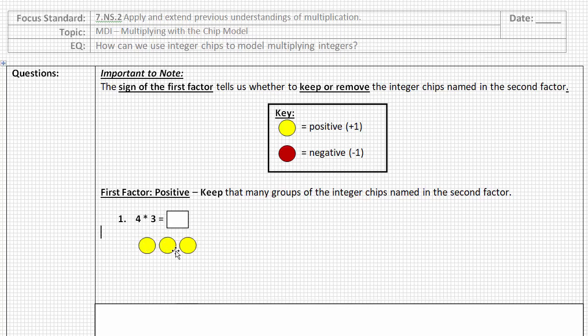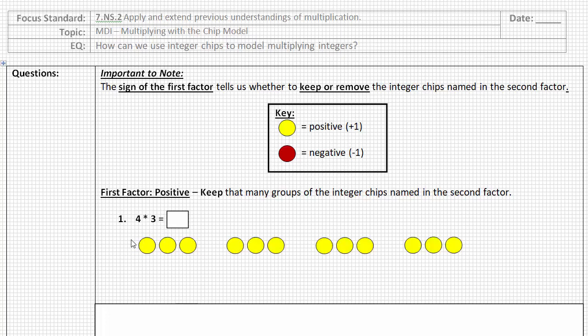I've started here with 3 positive integer chips. That's how many is going to be in each group, because I can see that from the second integer. And the first factor tells me I need 4 groups. So go ahead, here's the first group, draw those in, and then draw in the other 3 groups.